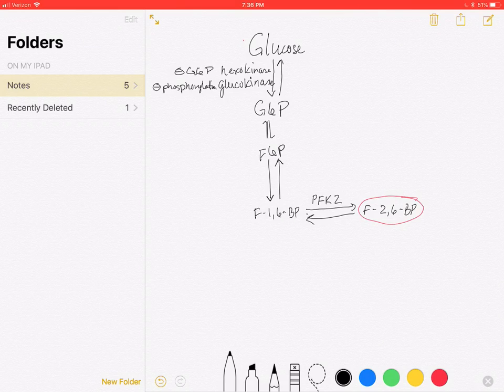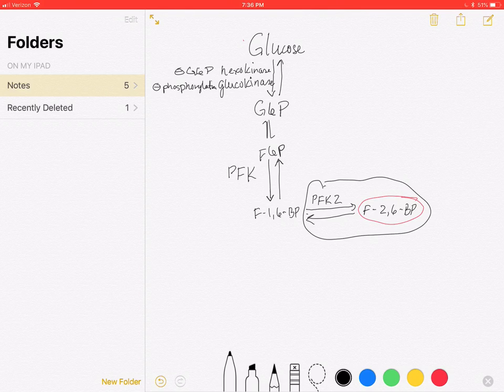So, fructose 6-phosphate is bound by phosphofructokinase, PFK, the enzyme that catalyzes that reaction to make fructose 1,6-bisphosphate. This part right here is in the wrong place. I need to move it up to here. So fructose 6-phosphate has two fates.